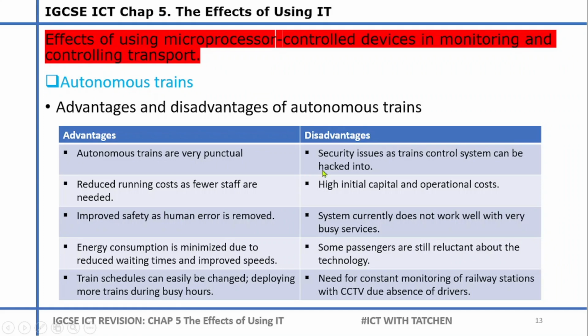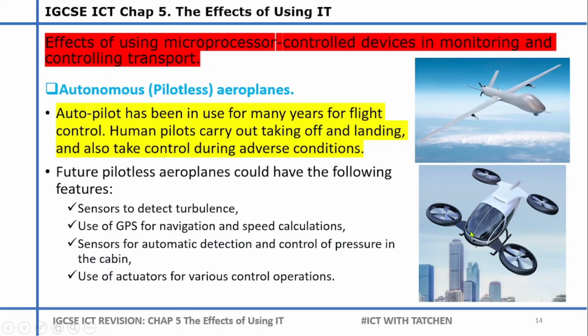Then disadvantages, we have security issues as the train's control system can be hacked into. Those are always issues: hacking, cyber criminals getting into systems and causing problems. High initial capital and professional cost, that's always true. The system currently does not work well with very busy services, that's true, and others.